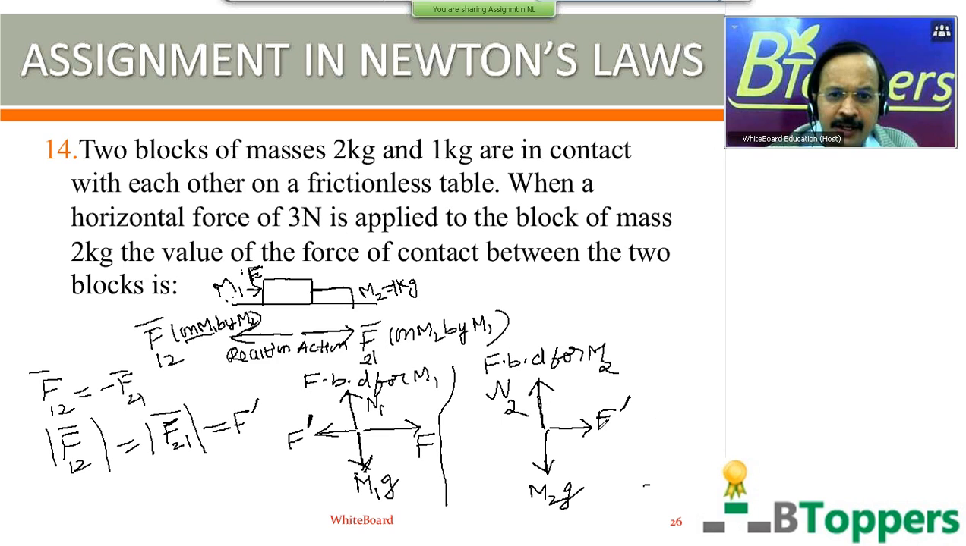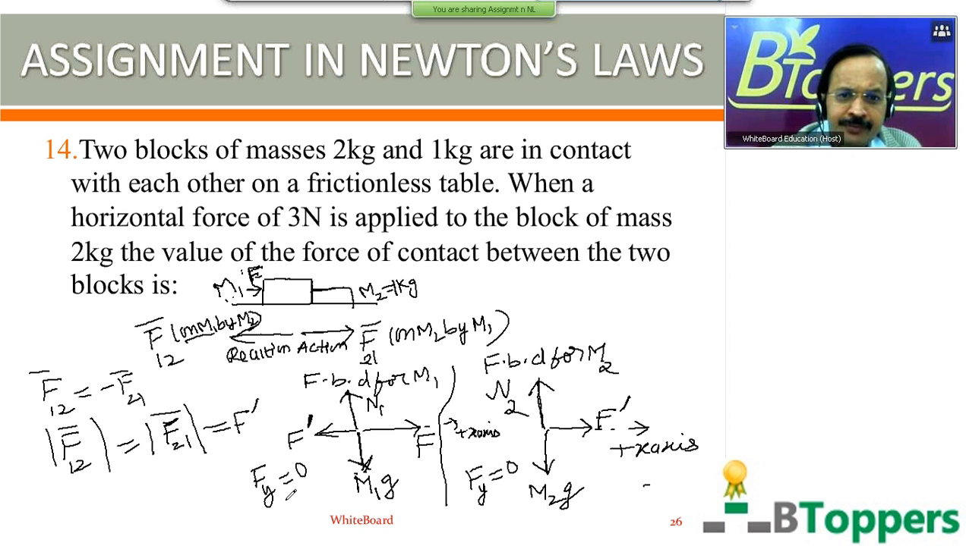So here both the blocks are moving in the horizontal direction towards the right with the same acceleration. So I choose the horizontal direction, which is the direction of the motion of each block, as the positive direction of the x-axis, and the vertical upward direction as the y-axis. The blocks have no motion in the vertical direction. So the y component of the resultant force on M1 is 0. The y component of the resultant force on M2 will also be 0.